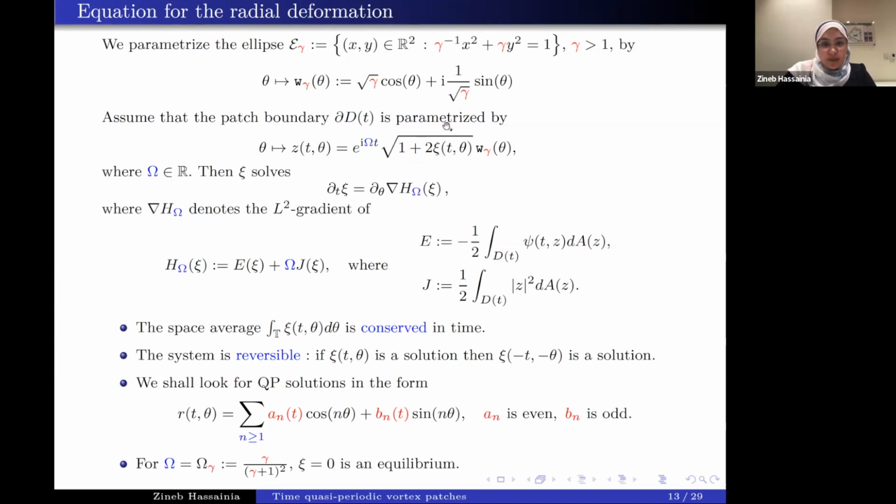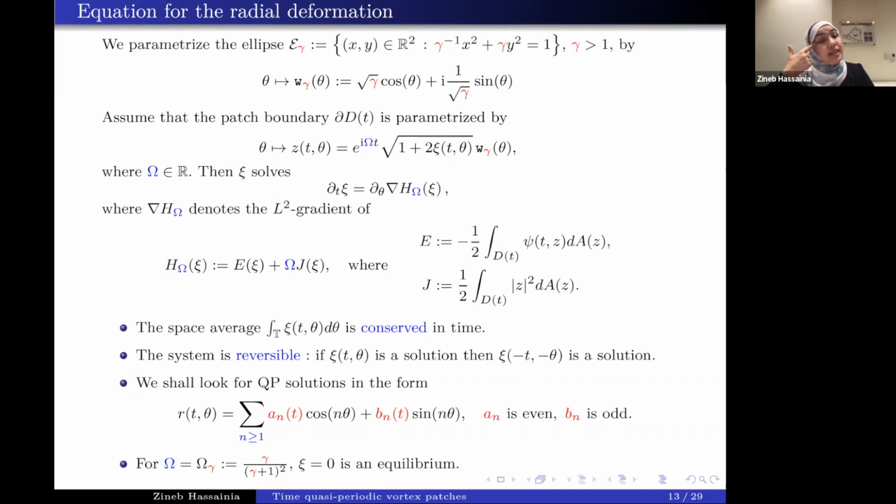And we can prove that it's going to solve this nonlinear Hamiltonian equation, where nabla here denotes the L2 gradient, and the Hamiltonian is nothing but the kinetic energy plus omega times the angular momentum. This equation has two important algebraic properties besides being Hamiltonian. One is the conservation of the average in space, and this is related to the conservation of the mass for the Euler equation.